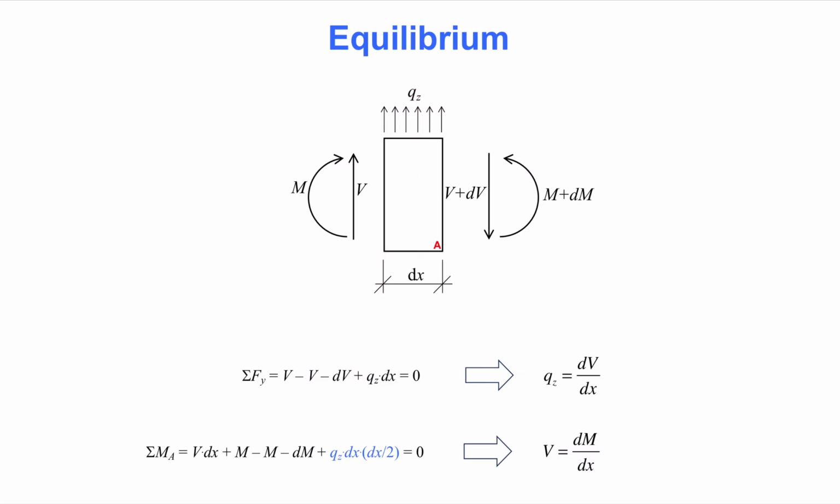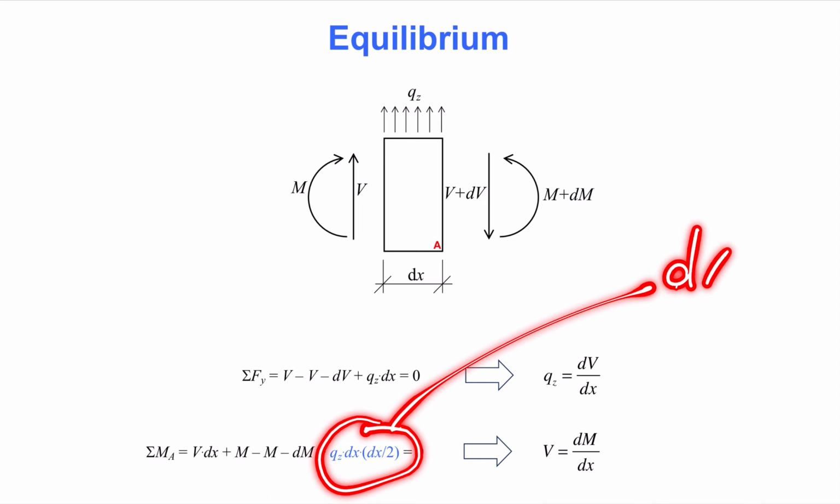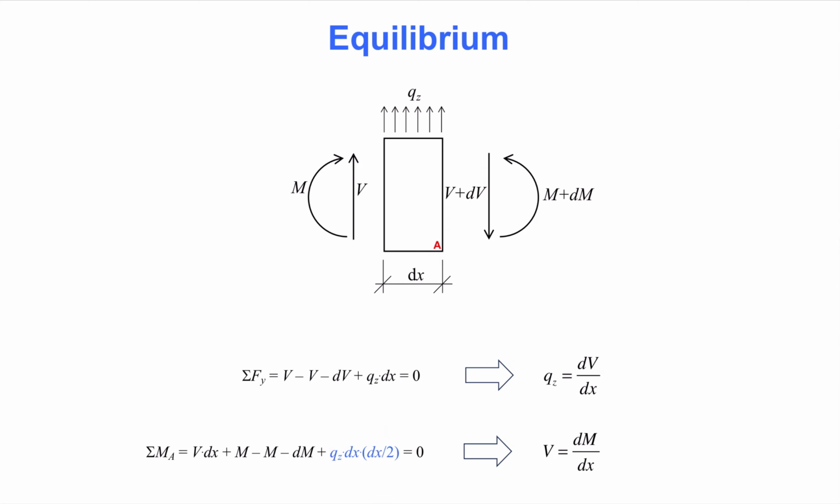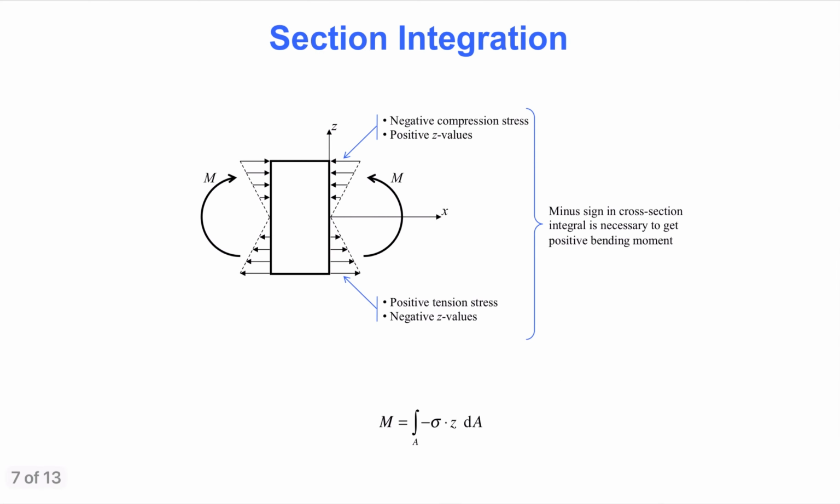The moment arm is dx over 2. As a result, this term contains dx squared. That leads us to neglect this term, because dx squared is a so-called second-order term that is sufficiently small for us to omit. On the next slide, we consider section integration.